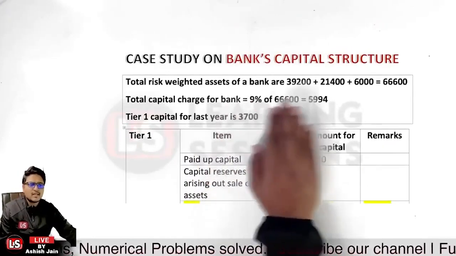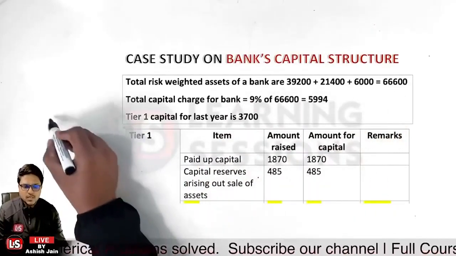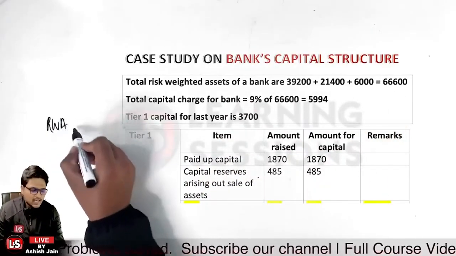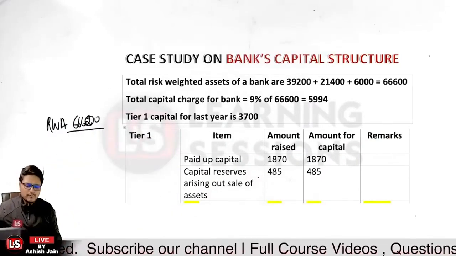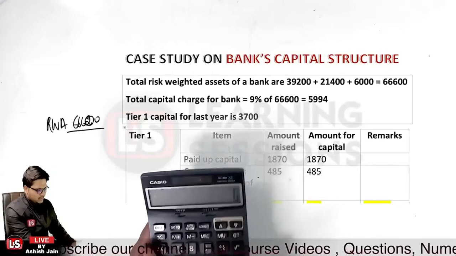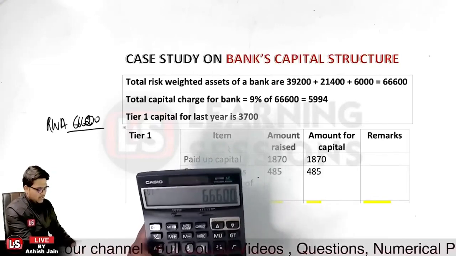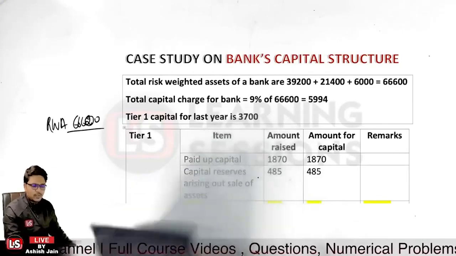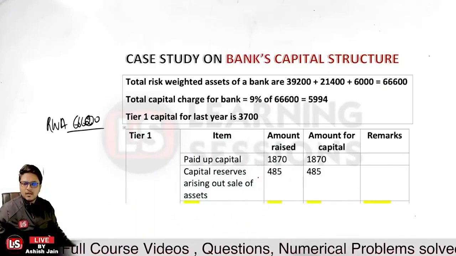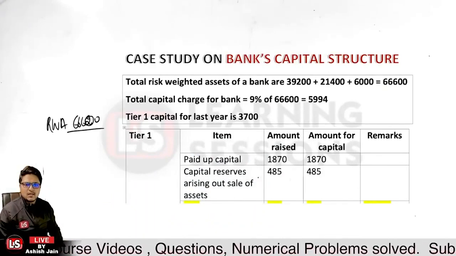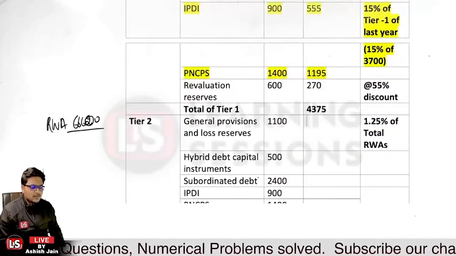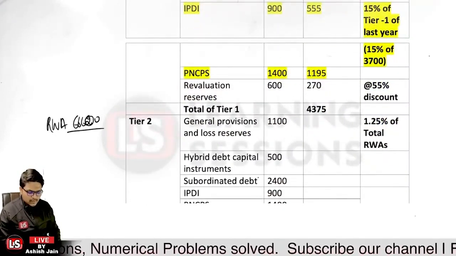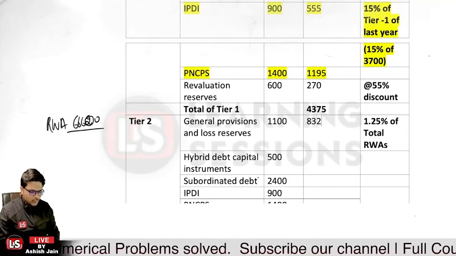Now the total risk-weighted assets are given to be 66600. So 1.25% of the same is 66600 multiplied by 1.25%. That comes out to be 832.5. So from here, what part can be considered under general provisions and reserves? It is limited to 832.5.